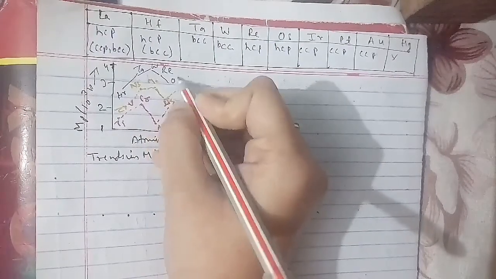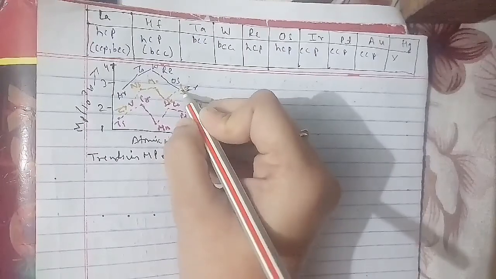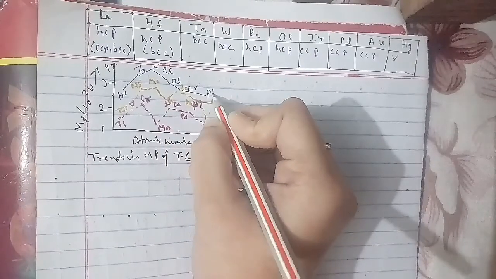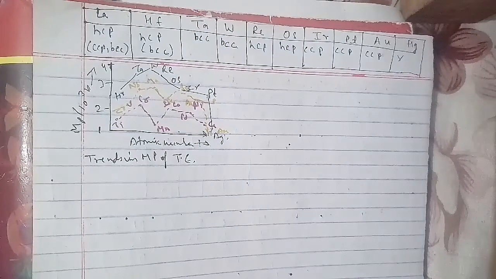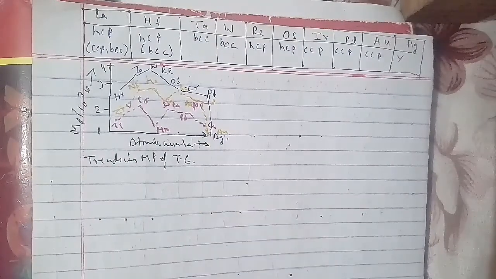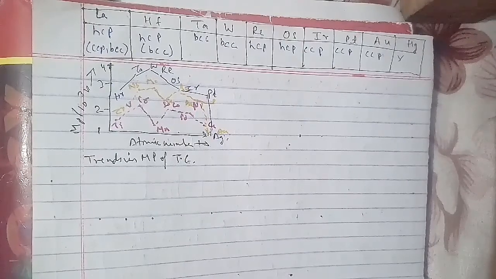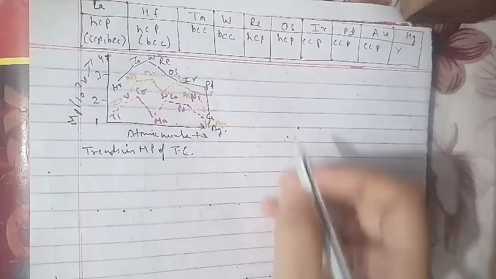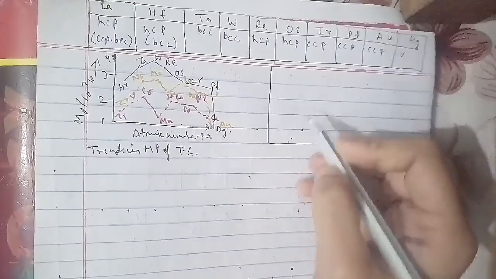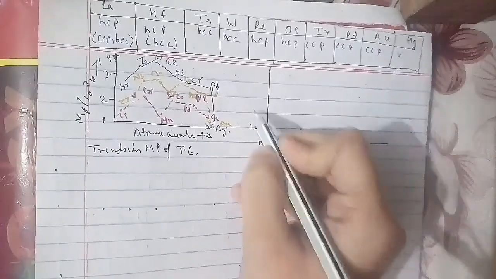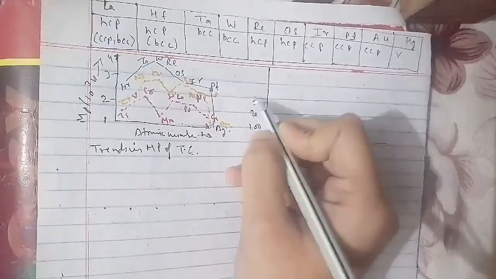Now we'll discuss the trends in enthalpies of atomization of the transition elements, with a different pen. First we'll draw it here. On the same axes, here the scale is named 0, 100, 200, 300, 400, 500, 600, 700, 800, 900. Here for series 1, I will draw with a blue pen. This is from near about 300.